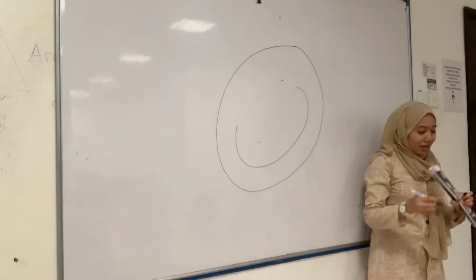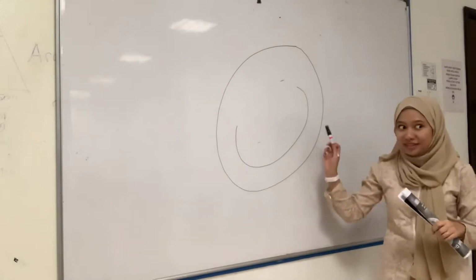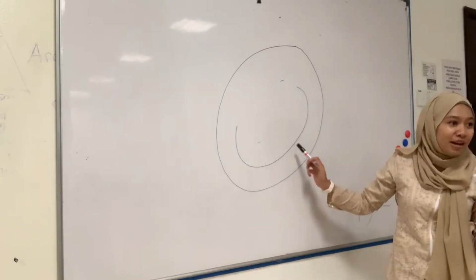Okay, so can anyone guess what this drawing is about? Me, teacher. Yes, Raiha? It seems like a cell. Okay, what type of cell? I think red blood cell. Yes, Khadidah, you are right. So this is a red blood cell.